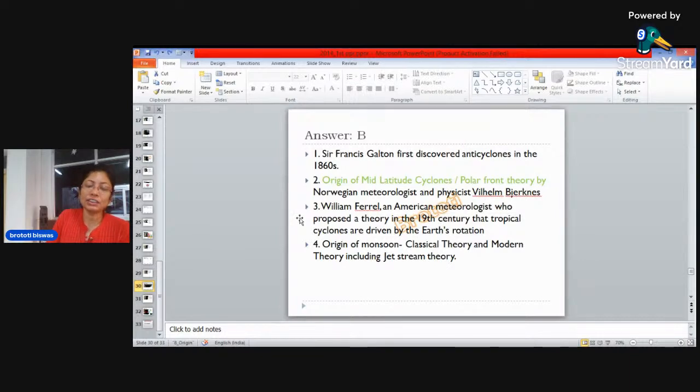What he had given is shown in this slide. And if you see monsoon, the origin of monsoons, we have various theories on the origin of monsoon.